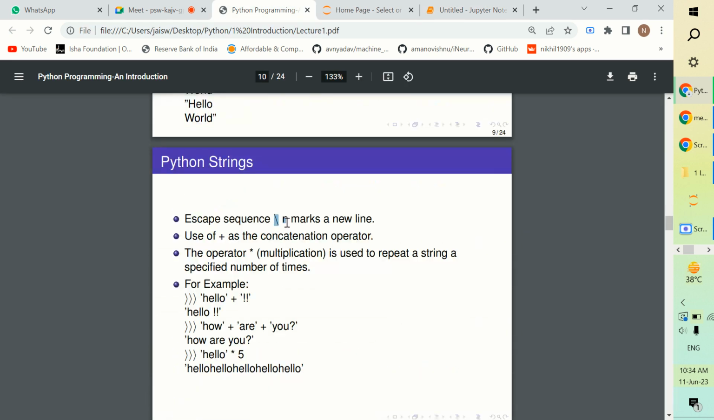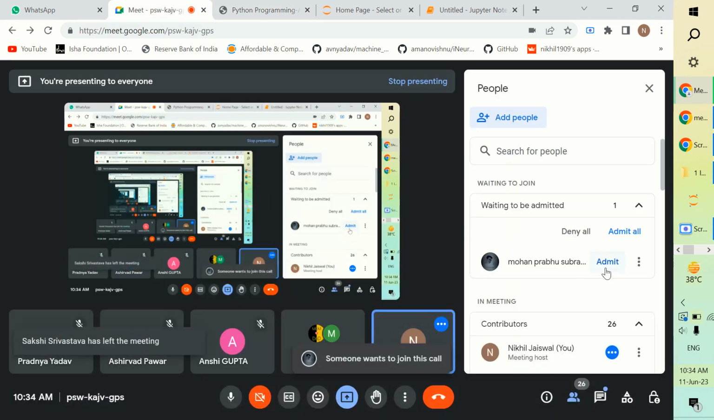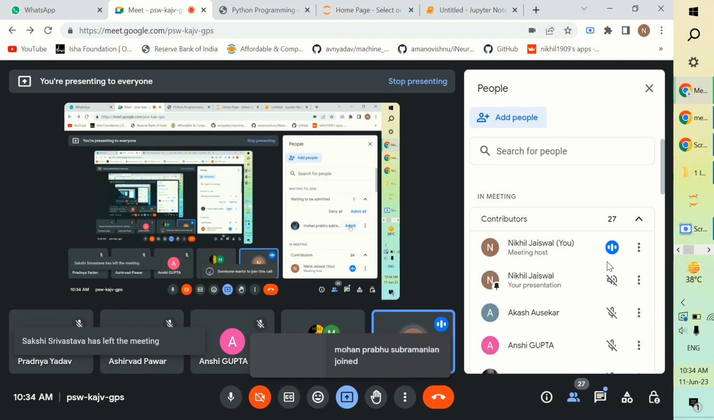Then we have the backslash n operator. See, it's still more than half an hour.